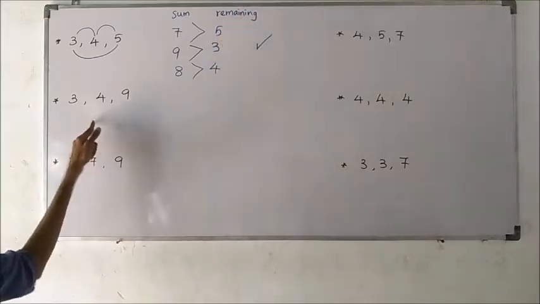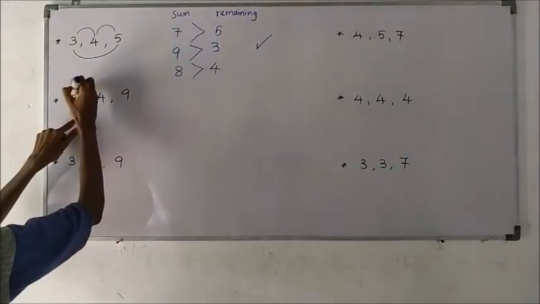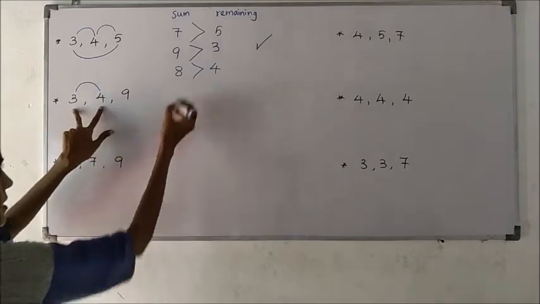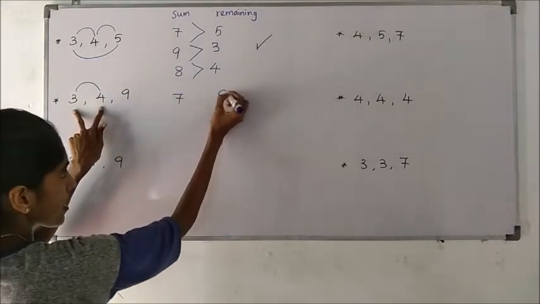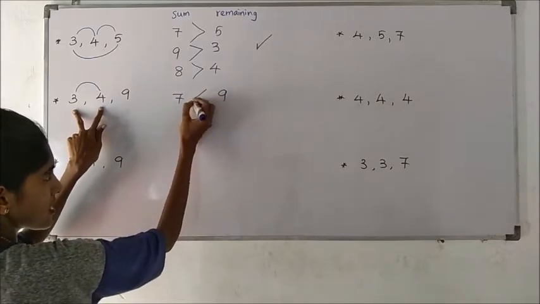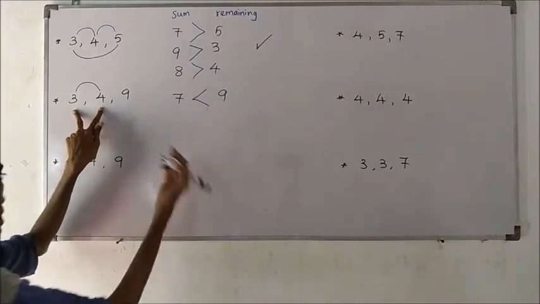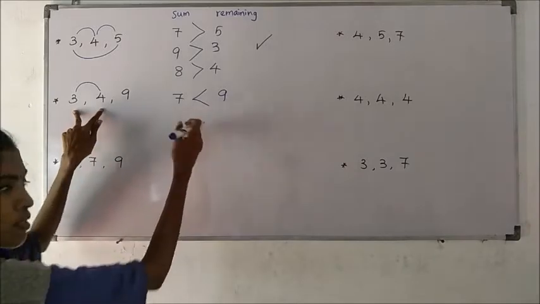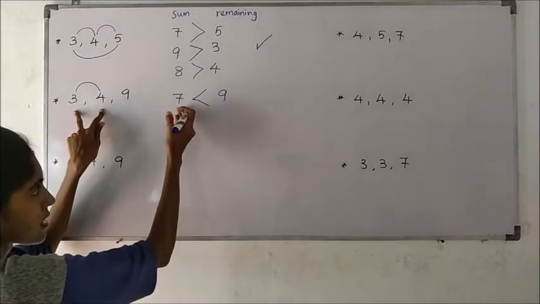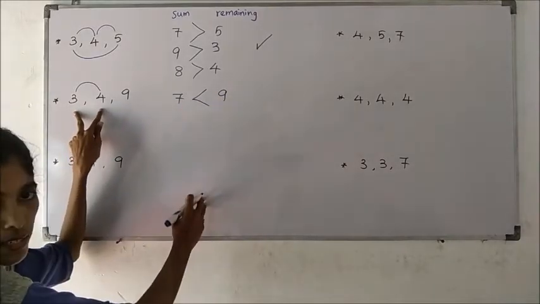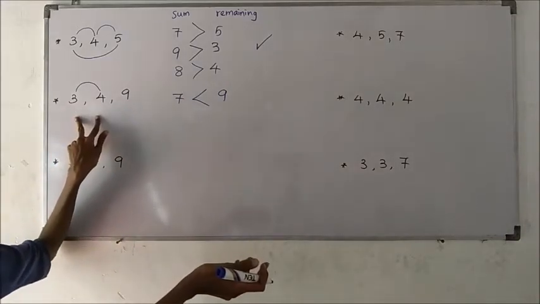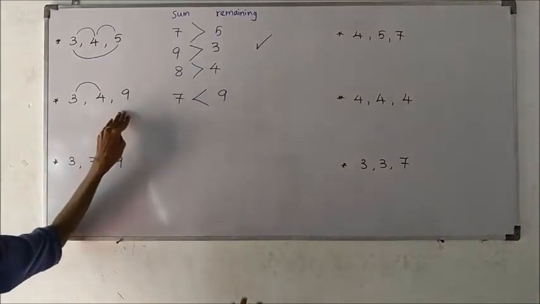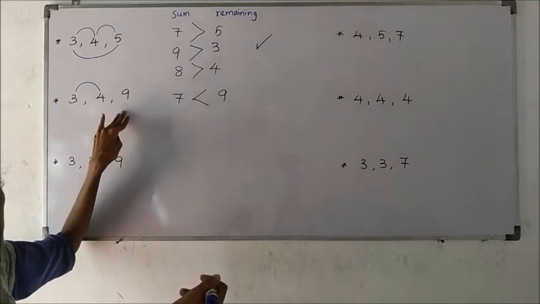Next we will go to this example. Firstly, I am adding the first two sides. 3 and 4 is 7. The remaining side is 9. It's less, right? Okay, we will continue, doesn't matter. By this, even we can decide that the sum is less than the remaining side. So this can't be a triple to draw a triangle. With the help of these three values, we cannot draw a triangle.